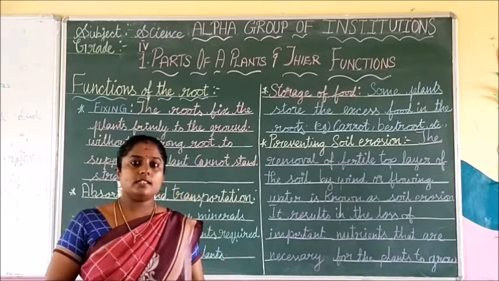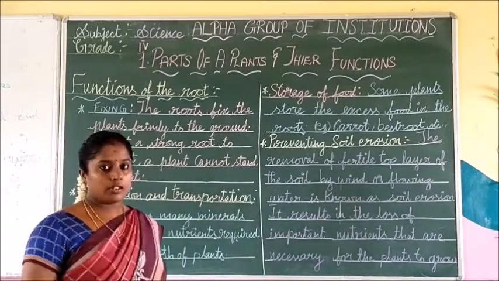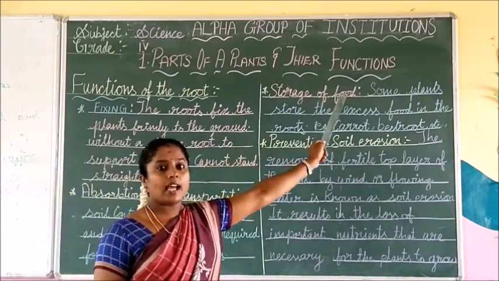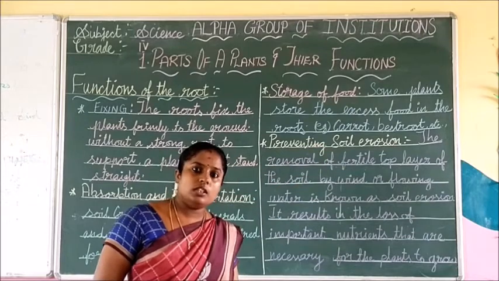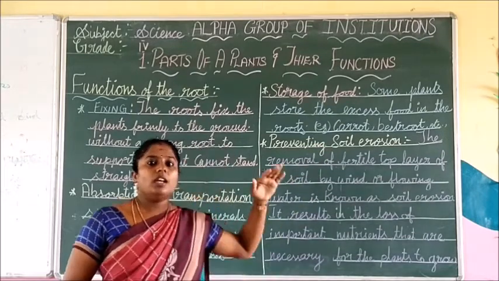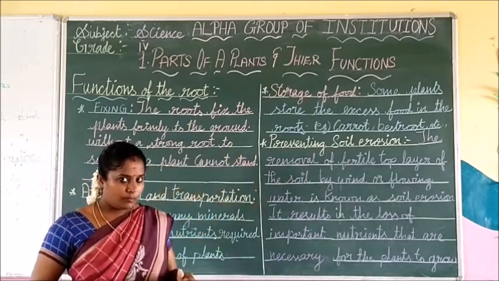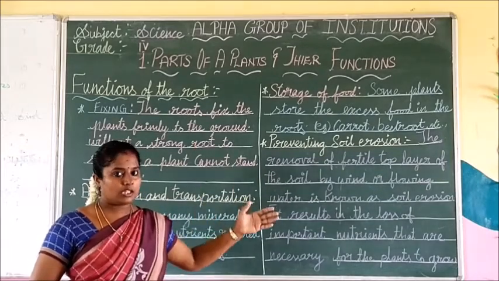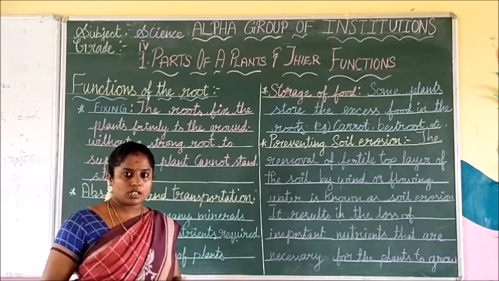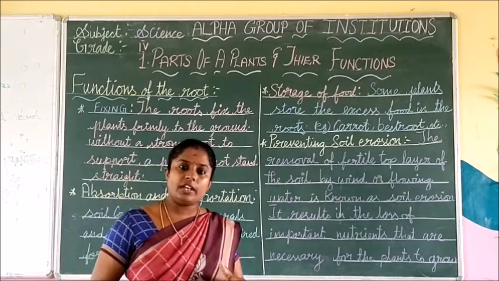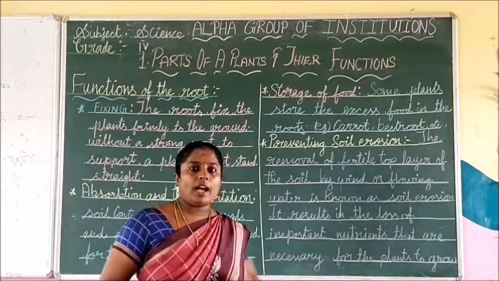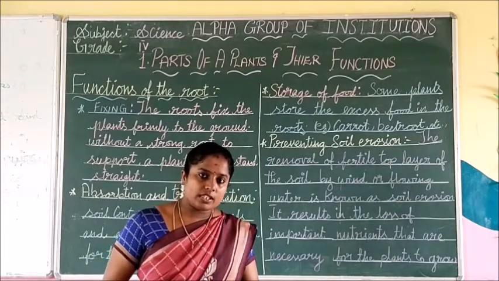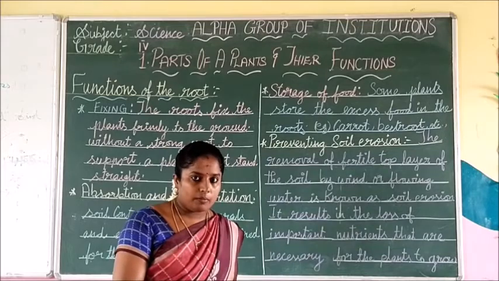We have discussed the first lesson of our science subject. What is the first lesson? Parts of a plant and their functions. In this we initially saw the parts of the plants. It is divided into what? Root system and shoot system. Now we are seeing the root system. The root system is divided into taproot system and fibrous root system. We have briefly discussed the taproot system and the fibrous root system.